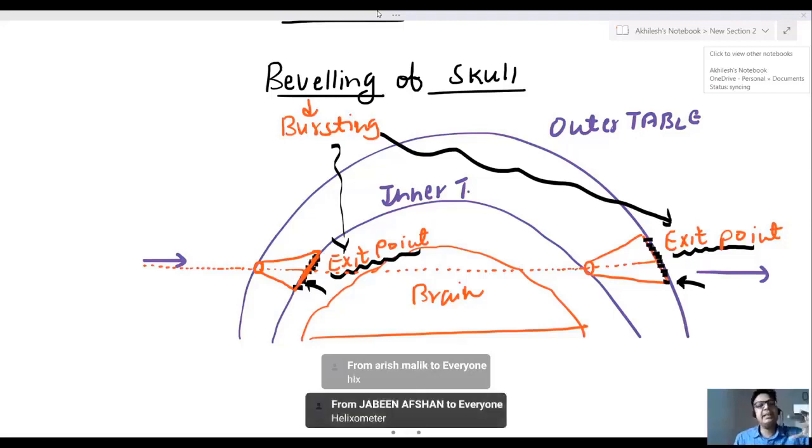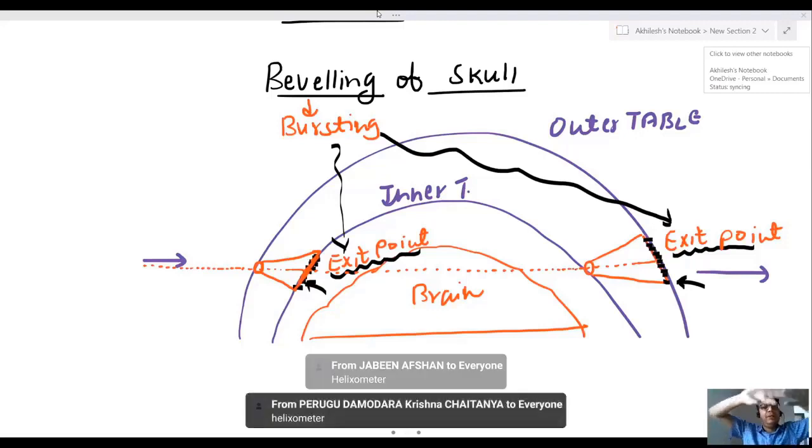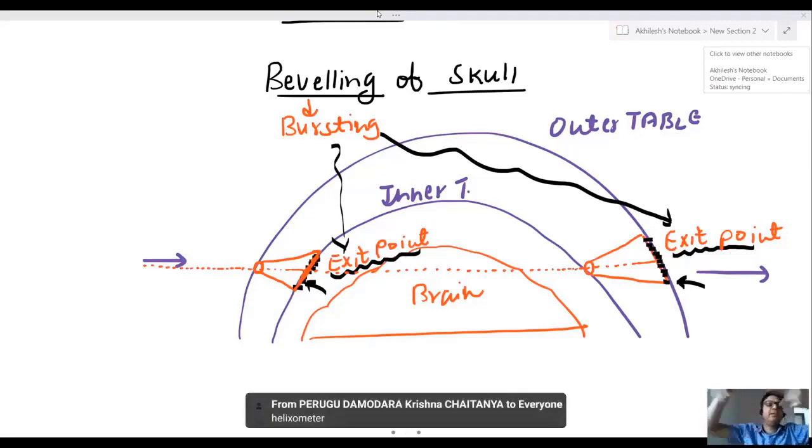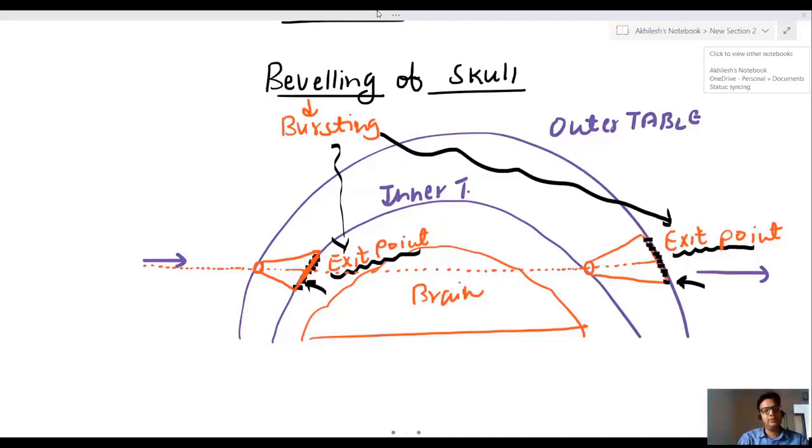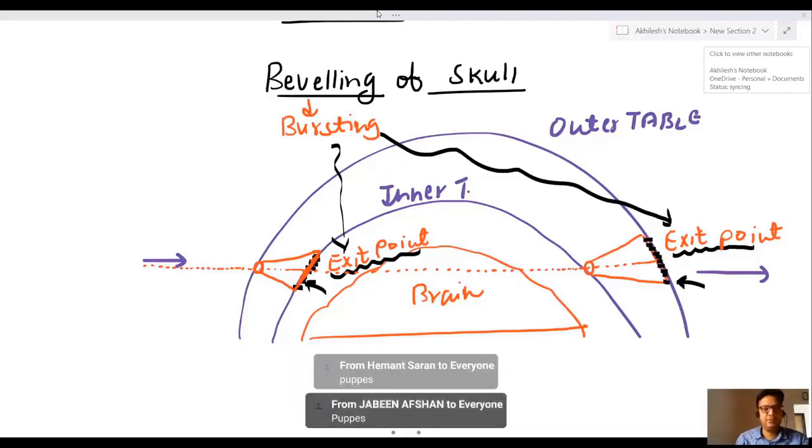Sir, we can see the different fracture lines, first, second, third. Second never crosses first, third never crosses second. What is the name of this rule? Puppé's rule. Very good. It is known as Puppé's rule. Very good, my dear friend.